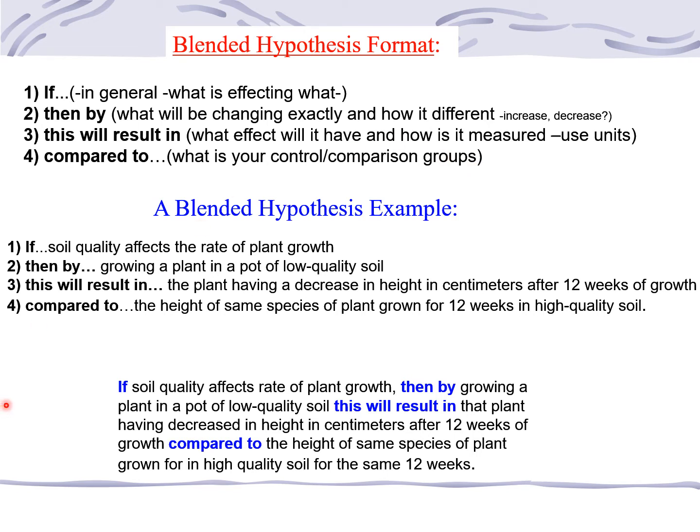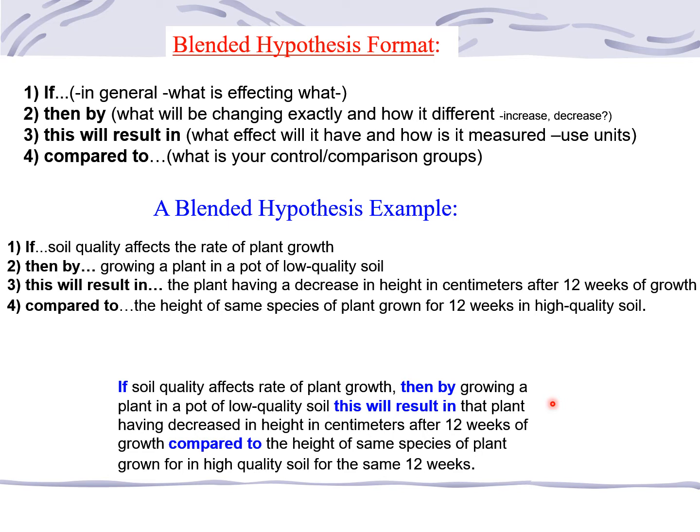And again, all together it sounds like this. If soil quality affects the rate of plant growth, then by growing a plant, again, you might be more specific with what kind of plant, but then by growing a plant in a pot of low quality soil, this will result in that plant having a decrease in height in centimeters after 12 weeks of growth compared to the height of the same species grown in high quality soil for the same 12 weeks.